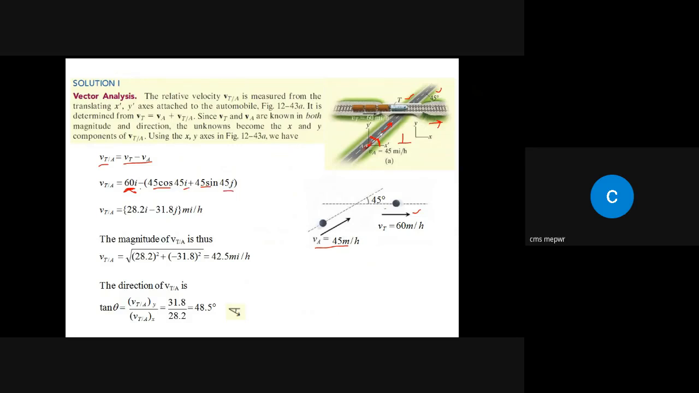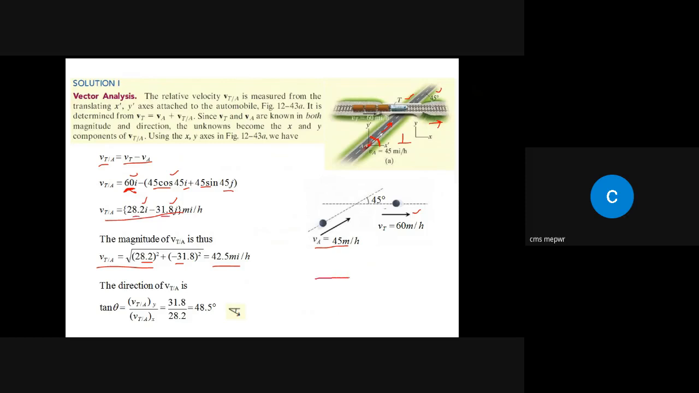So when you subtract VA from VT, what we get is basically this velocity, and this is the vector form of velocity VT by A. If you want to find out the magnitude of velocity that we have of train with respect to the automobile, we are having two components. Take their square and add them, and then take square root, so we will get that magnitude. If you want to find out the direction, we can also have the direction. Remember the velocity is having two components, one positive, the other one negative.